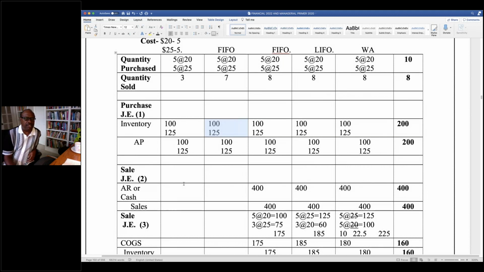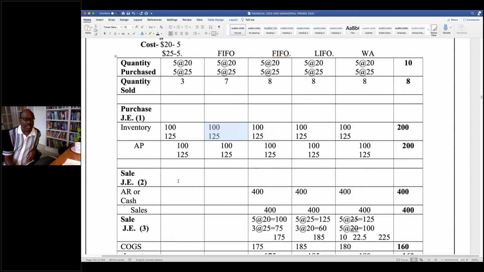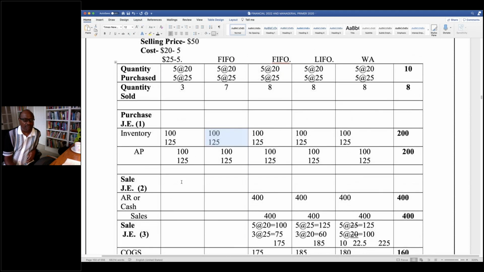What's our sales journal entry going to be if we sell just 3? Is there a C student in the house? Is it 150? Where you said the selling price is 50 and you sold 3, so 150. 150.